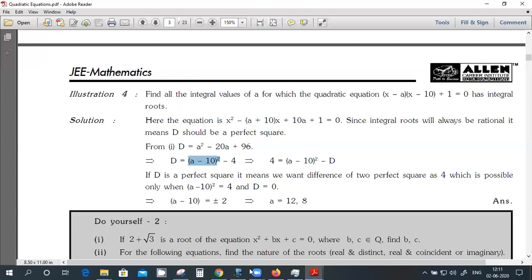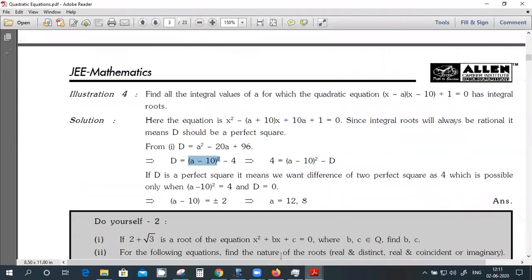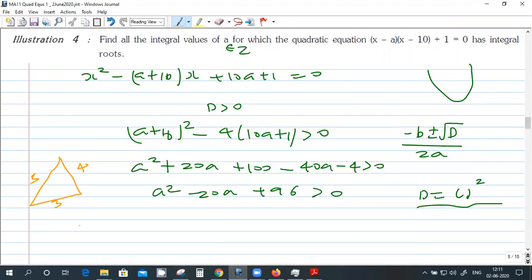3, 4, 5 is a right angle triangle, no? Yes, sir. Yeah, understood. So I'm subtracting 4, no? So hypotenuse square minus 4 equal to this adjacent square. For that to be possible, these are the only possibilities: 3, 4, 5, or it should be 6, 8, 10, like that. But this 4 is fixed.